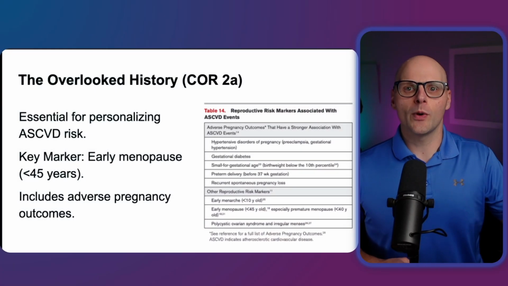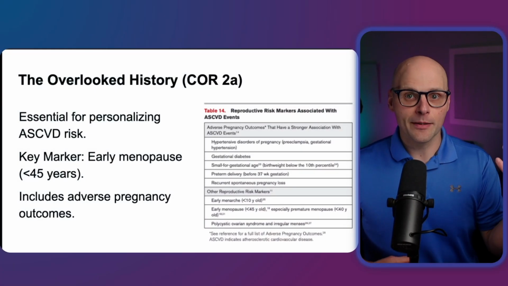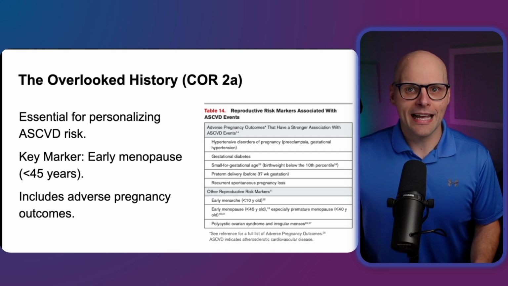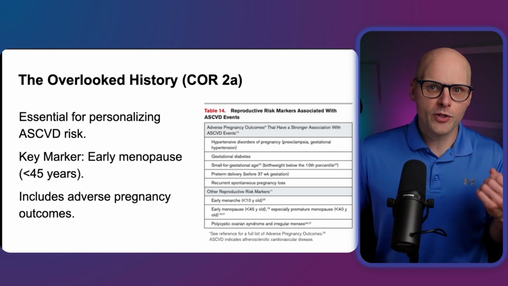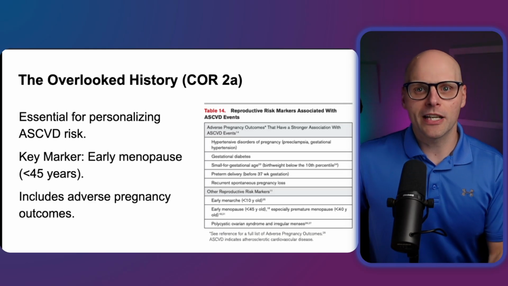And the final risk enhancing factor that I do want to talk about are reproductive age risk markers, which we'll talk a little bit more in depth here. So guidelines also give a class 2A recommendation to consider these markers when assessing ASCVD risk and considering lipid lowering therapy. The reproductive risk markers associated with ASCVD include hypertensive disorders of pregnancy. So that could be a bunch of different things. It could be preeclampsia or gestational hypertension.